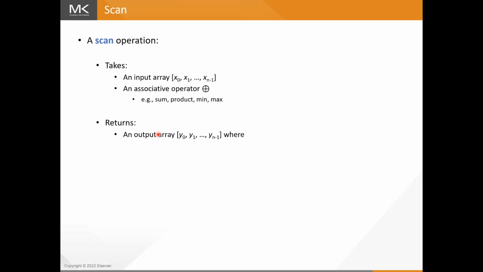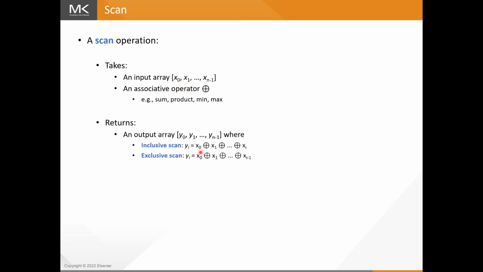So this time, unlike reduction, where we return just a single value that summarizes the array, in scan, we return another array, y0 to yn minus 1, where every element in that array is going to be the result of applying the operator to the preceding elements and maybe the corresponding element. In the inclusive scan, we're going to apply the operator to the corresponding element and the preceding elements. And then in exclusive scan, we apply the operator only to the preceding elements, right?